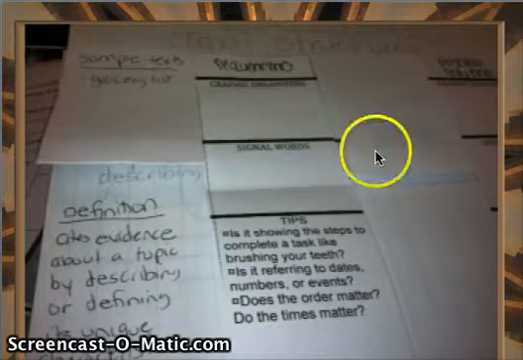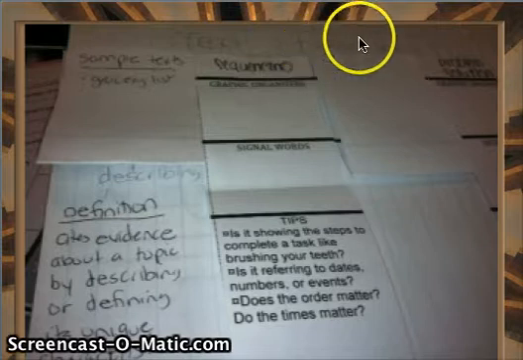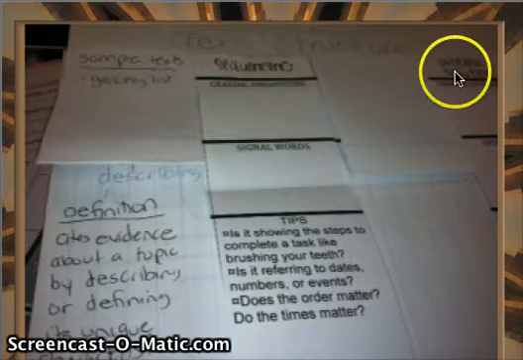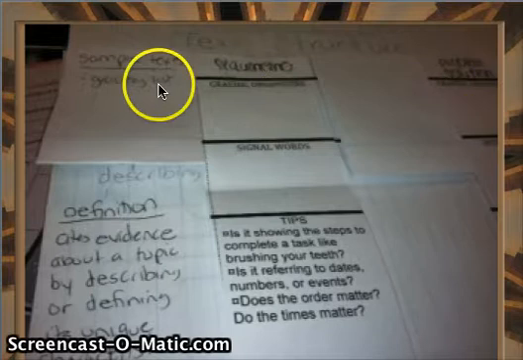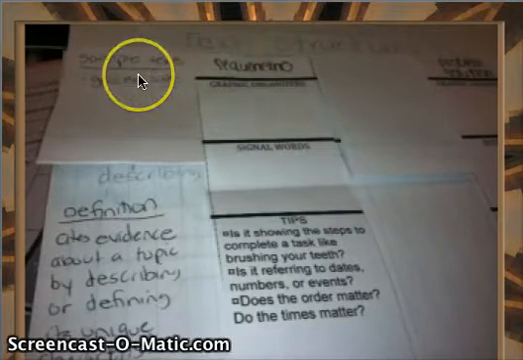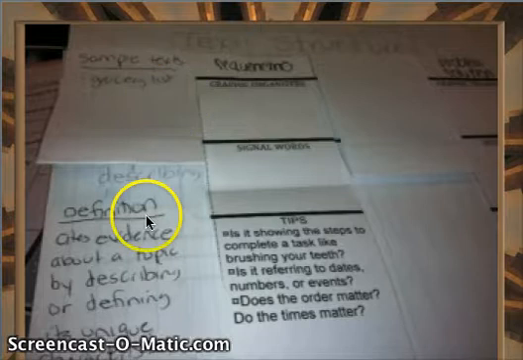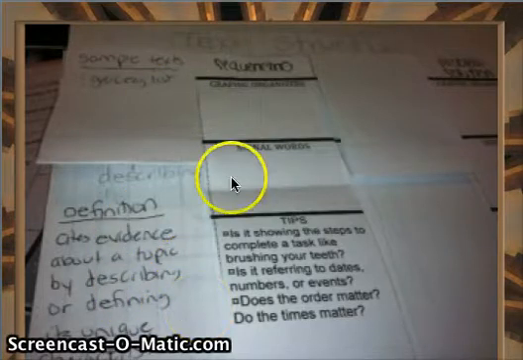So if you look here, I have turned my notebook sideways, I've written text structure at the top, which is my title, and I've glued my foldable down. You can see it says sequencing problem solution at the top. In the first one, this is listing, and I folded it up, and on the flap I wrote the sample text, and on the bottom I wrote down the description or definition of it.